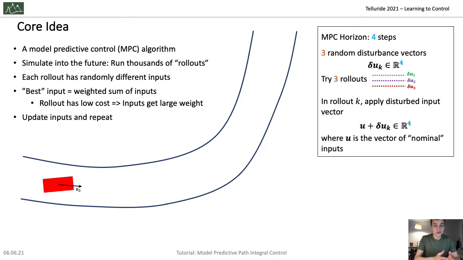And this vector U is the so-called vector of nominal inputs. It's the vector of inputs that we pass from each iteration to the next, and that's the vector that we want to update. So let's apply the first rollout, or let's see what happens. We draw the first set of random inputs, and we see that the rollout actually leads the car off the track. Well, how did we get there? Let's look at this.